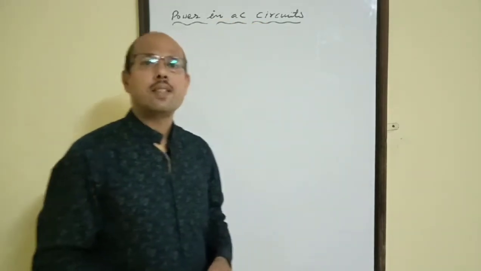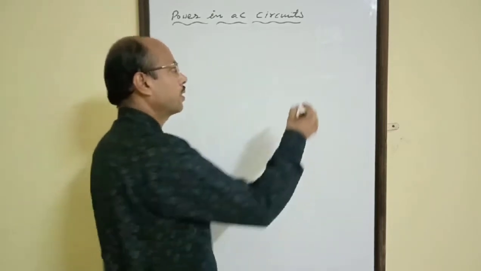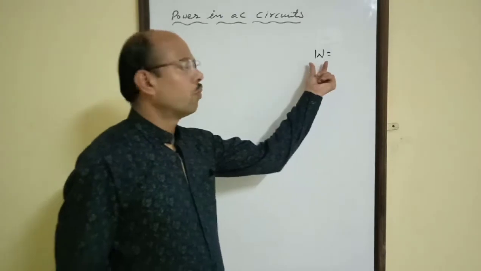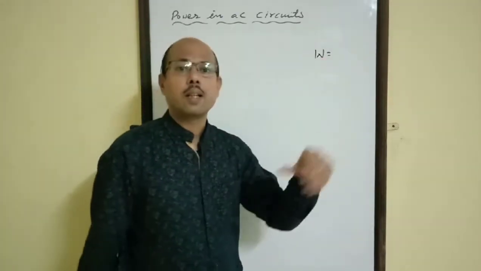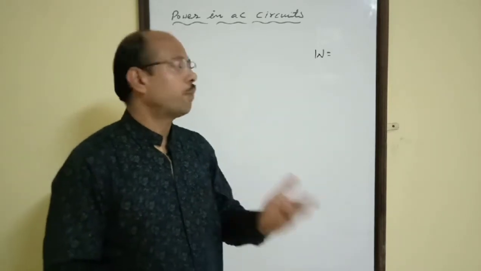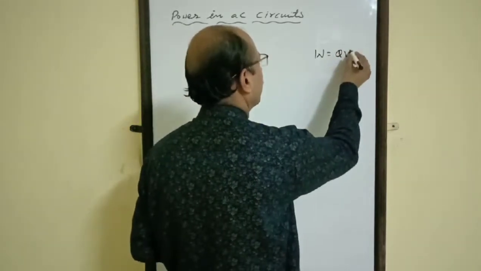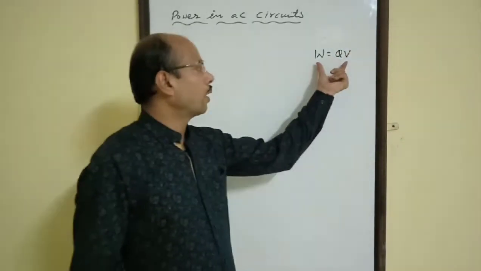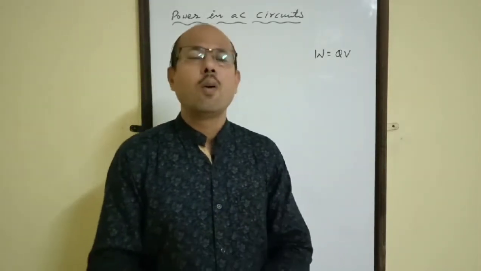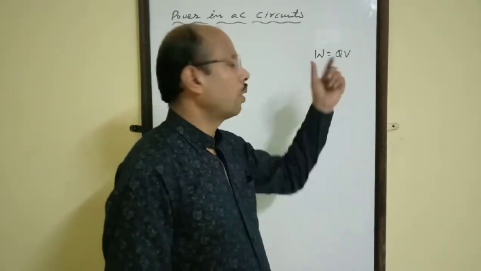Power in AC circuits. First of all, what is meant by power, that you know very well from class 11th. We know that work in electricity, or work done in moving a charge in the presence of an electric field, is given by W equals QV. Work done is W equals QV, or we can say charge into potential is the work done. And that is also clear from the definition of potential, V equals W by Q.